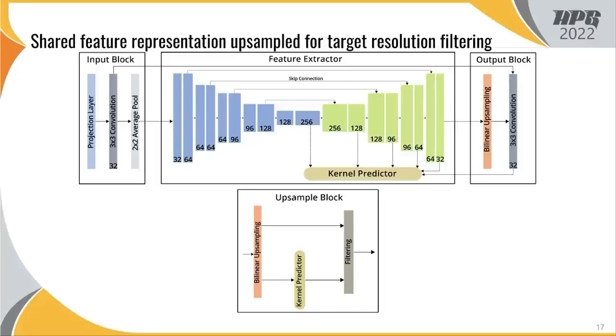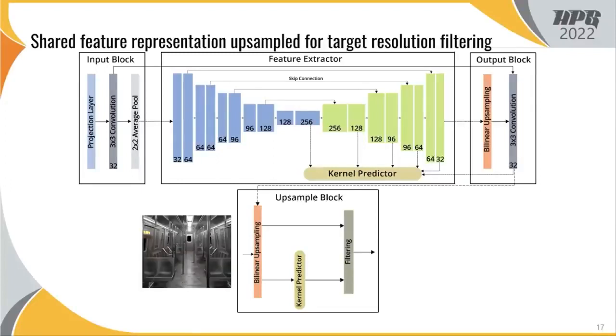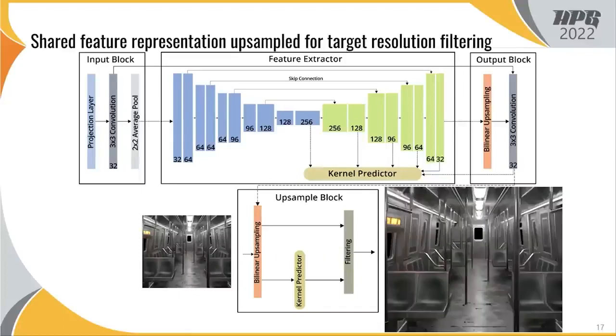The final component is the upsample block. Here we reuse the features from the feature extractor to predict kernels to filter at target resolution. The input is the denoised supersampled composite, and the output is the upsampled result.